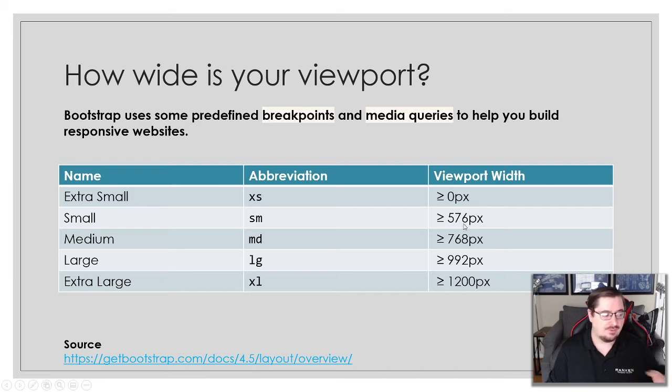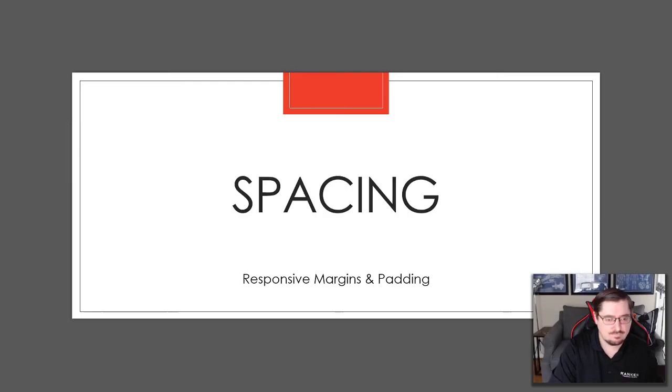Small devices start at 576 pixels wide and bigger. Medium devices start at 768 pixels and bigger, and then large is 992 and larger, extra large is 1200 and larger. So that's where the breakpoints are set by default in Bootstrap. You can change those breakpoints if you want to change them to maybe some better breakpoints. But in order to do that, you'll need to use the Sass files to modify those variables. You can't do that directly by just changing the CSS file.